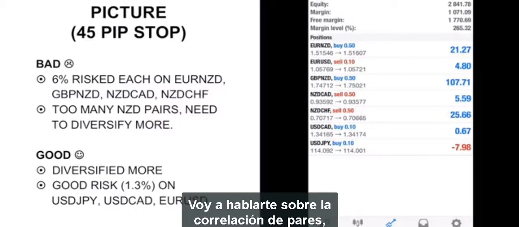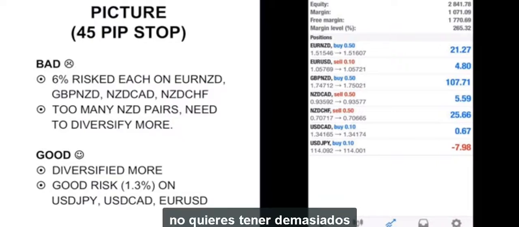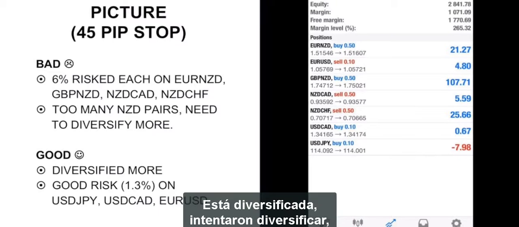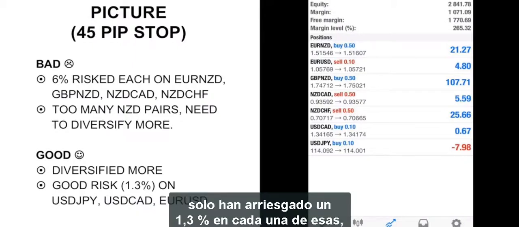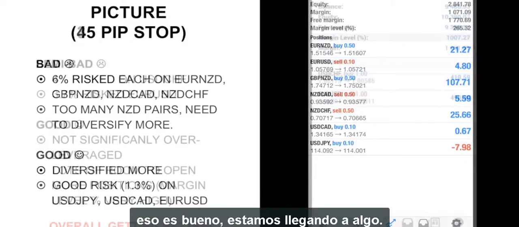I'm going to talk to you about correlated pairs, guys. You don't want to be in too many of the same types of pairs. If you got all NZD, they all get affected pretty much the same way. So go off to something else that doesn't have NZD. If you got a lot of USD pairs, then go branch off into something else. Alright? Now what is good about this? It is diversified. They did try to diversify. There's good risk management on the USD JPY, USD CAD, and Euro USD. They've only risked 1.3% on each of those. So that's good. We're getting somewhere.